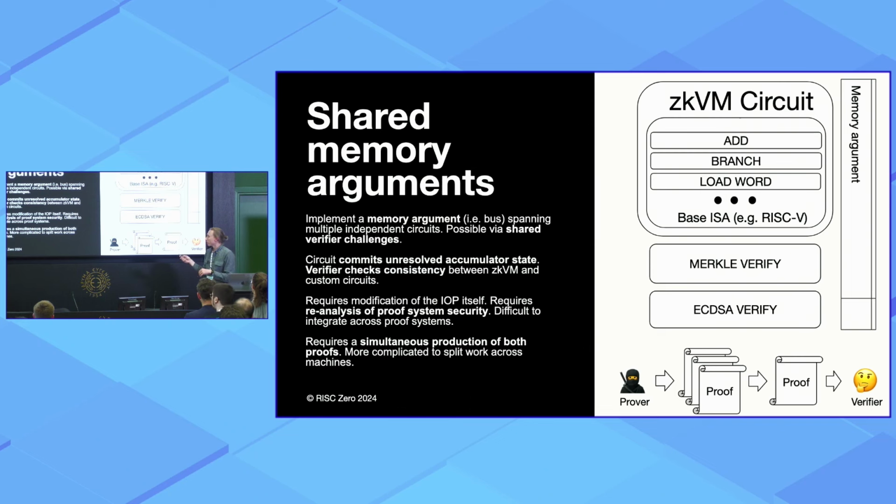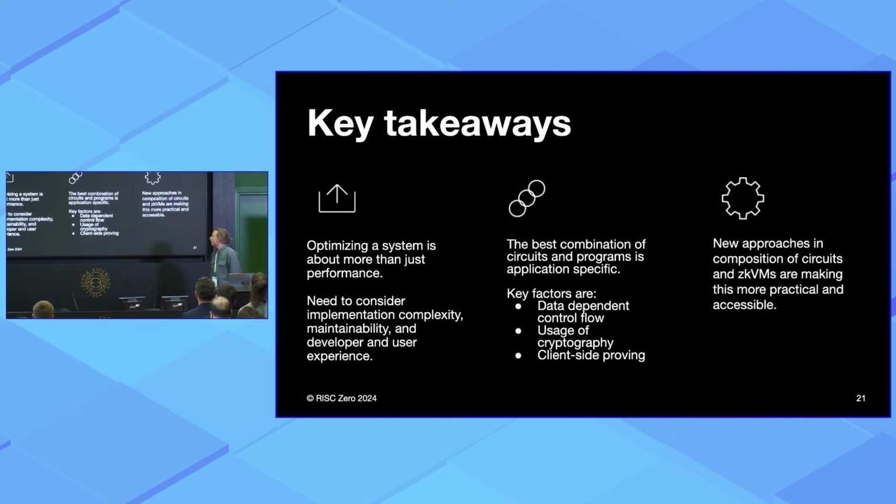This has a trade-off of requiring reanalysis of the proof system, simultaneous production of both proofs, which makes it more complicated to split across multiple machines. And it will also be difficult to integrate across multiple proof systems. But you get the same advantages as the other model before, and you get a very cheap I/O mechanism between the two, the coprocessor and the main zkVM.